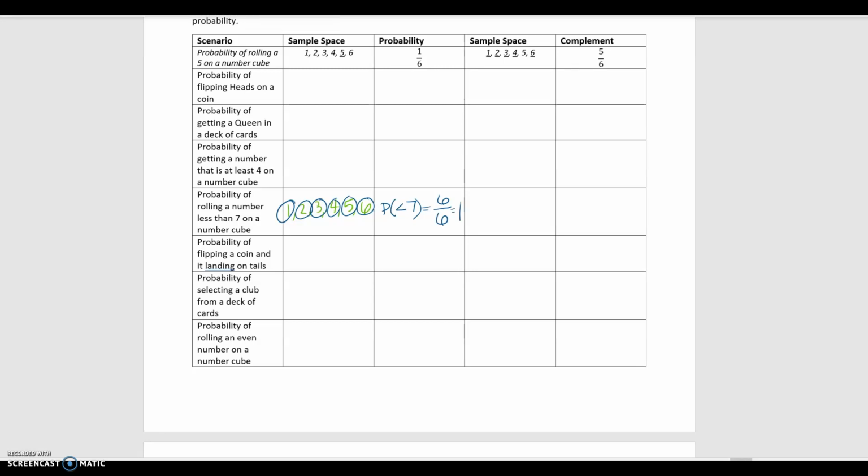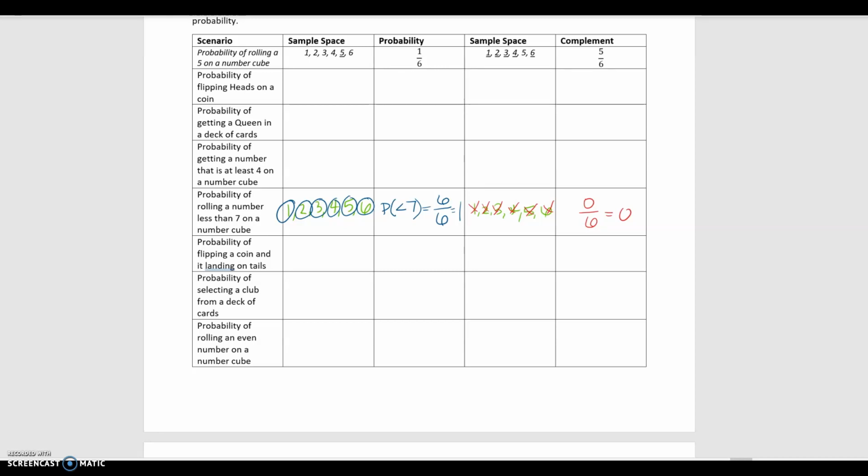Okay, so the probability of it not landing on 6, or the complement, would be 1, 2, 3, 4, 5, 6. So the complement is none of those. So none of those would be 0 over 6, or just 0.